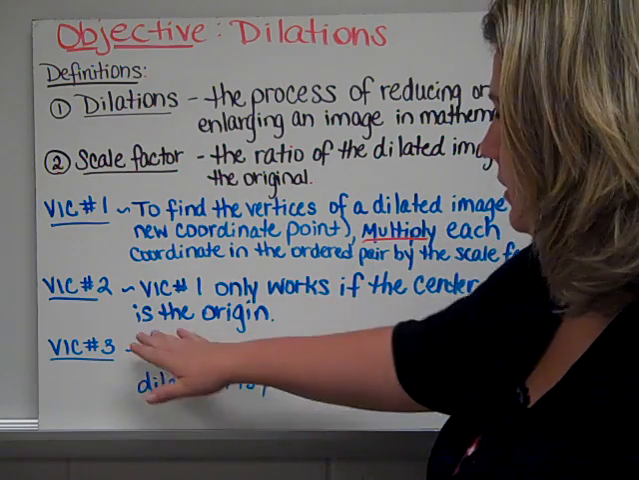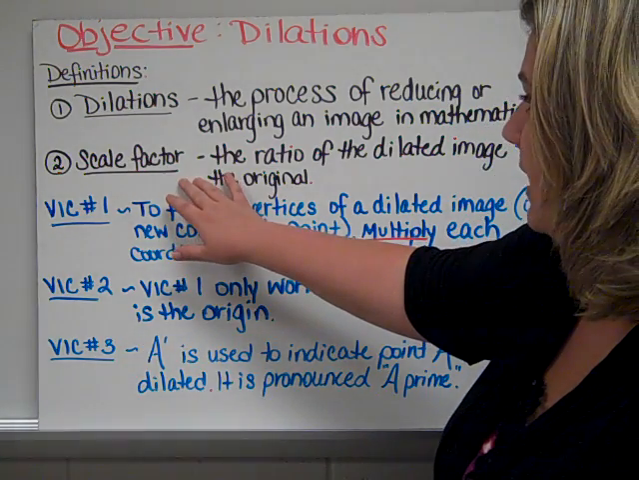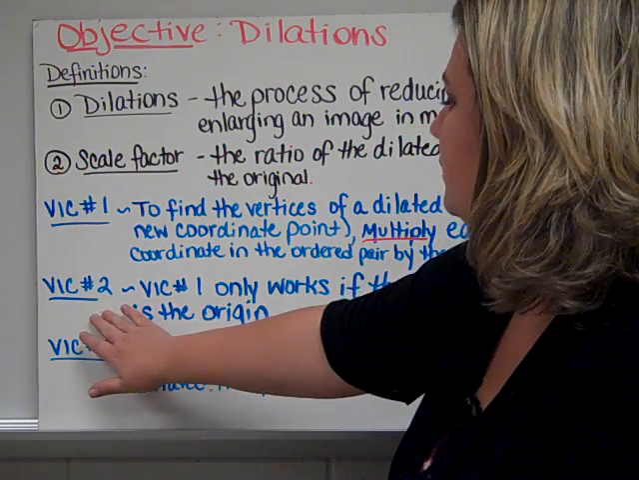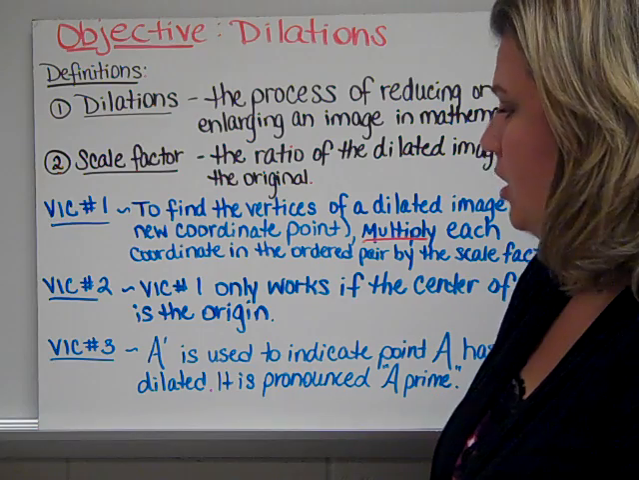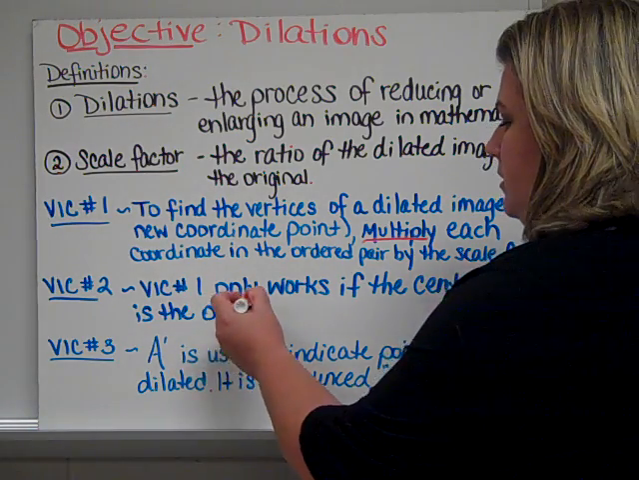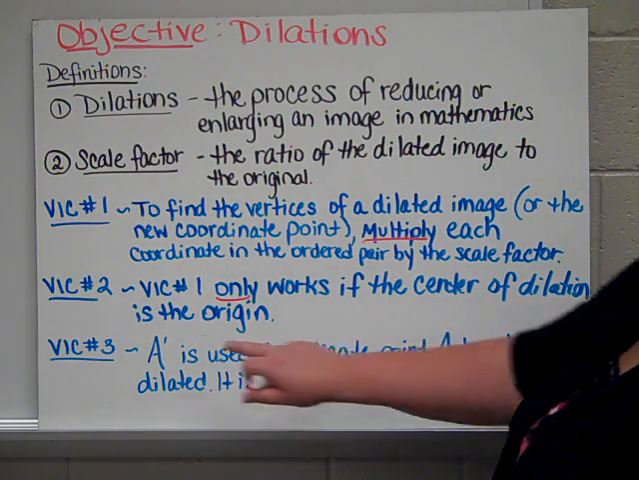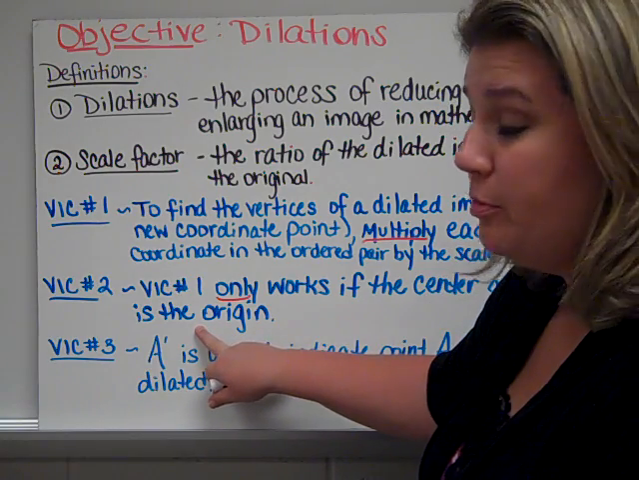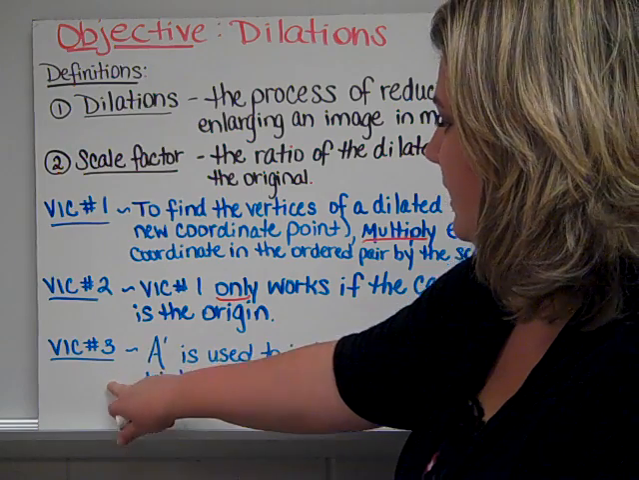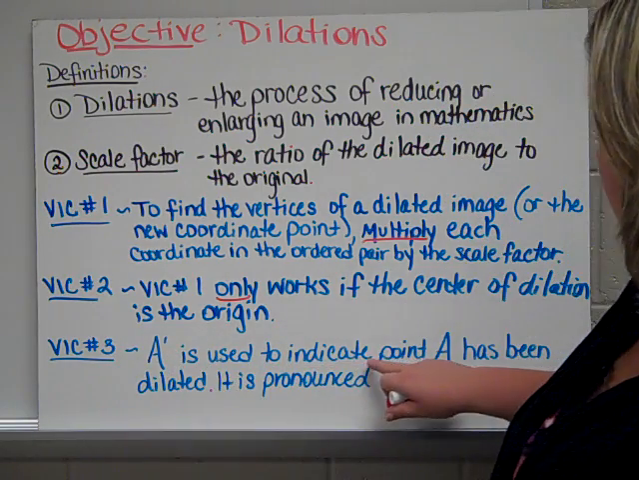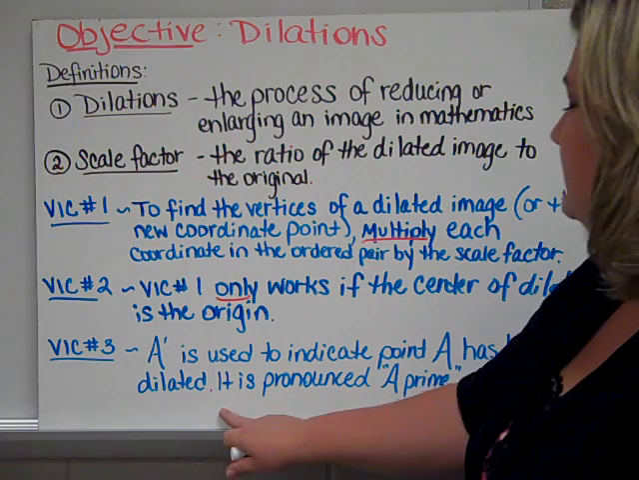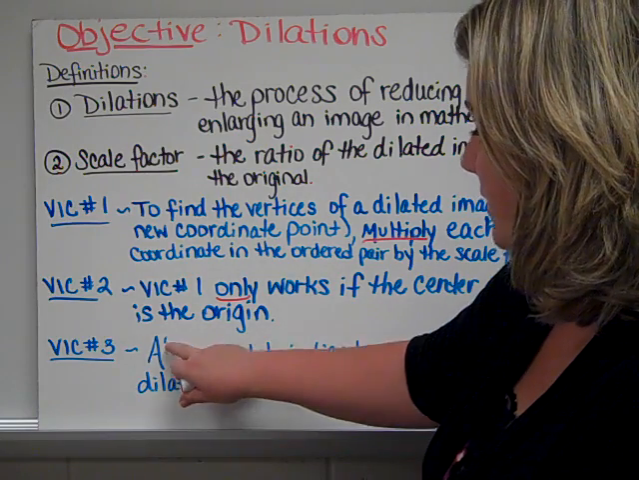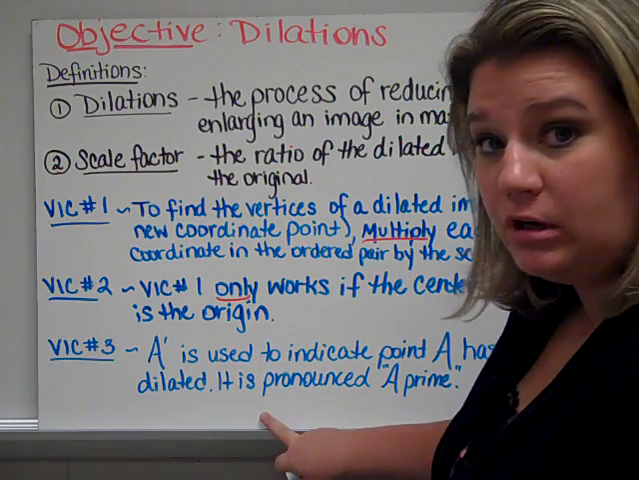So what's a scale factor? Okay, so we just talked about what that was. It's going to be a ratio, some number. Big number 2: Big number 1 only works if the center of the dilation is at the point of origin. Big number 3: a prime is used to indicate point A has been dilated. It's pronounced A prime. The little tick mark means A prime.